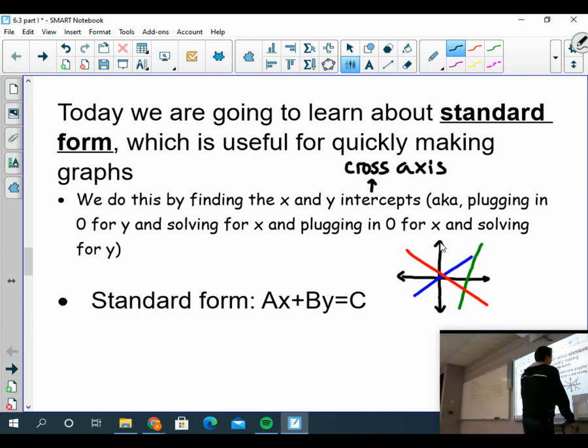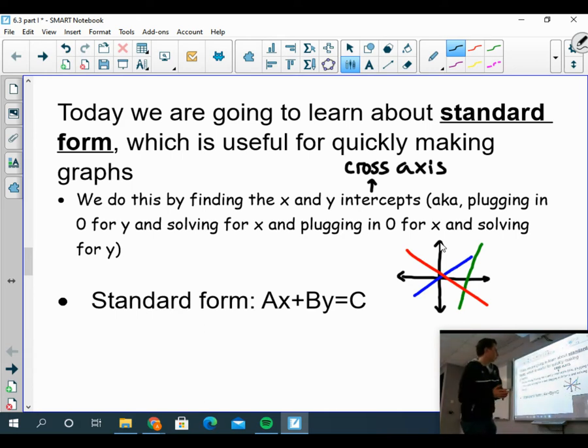The blue line looks like it's going right through the origin. The red line looks like it goes through maybe at +1. We didn't really put a scale on there. If the red one crosses at +1, then maybe the green one crosses at 4 or 5. Either way, they're crossing the x-axis at different x values.